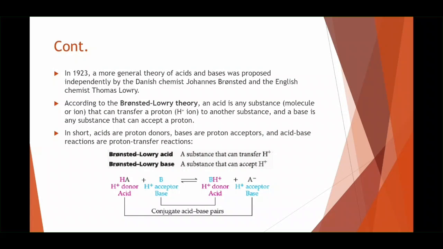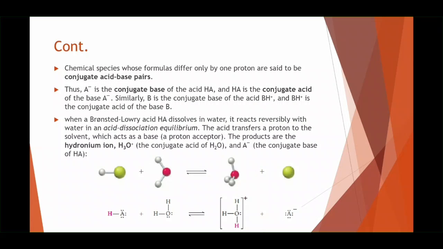Here is a reaction given in which you can see the acid in red and the base in blue. The acid donates a proton and the base accepts a proton. Now, what is a conjugate acid-base pair? Chemical species whose formulas differ only by one proton are said to be conjugate acid-base pairs. Thus, in the reaction given below, A- is the conjugate base of the acid HA and HA is the conjugate acid of the base A-. Similarly, B is the conjugate base of the acid BH+ and BH+ is the conjugate acid of the base B.